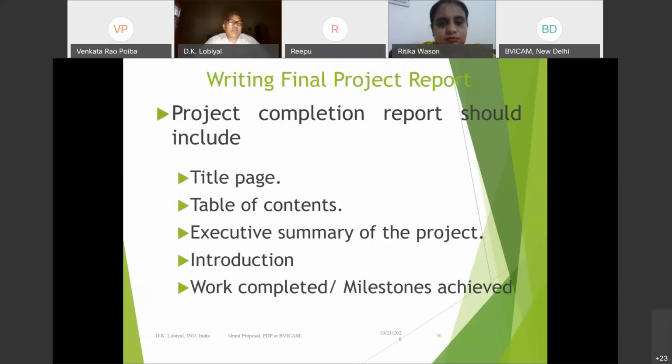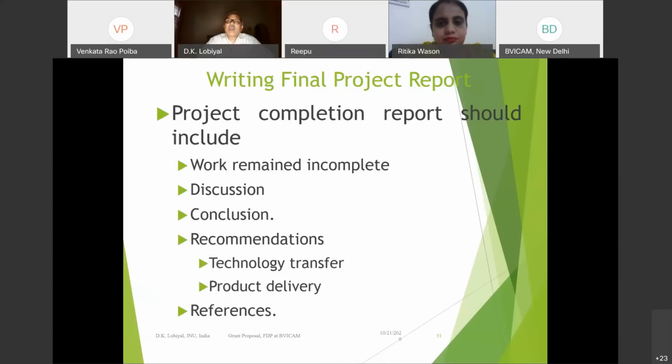And then, once you have completed the project, you have to write the final report. That will, of course, include the title page, the table of contents, and the executive summary. You have to write what you have done, the introduction of the project, the work completed, the milestones achieved, and then the work that remains incomplete, because maybe in every project you will not be able to meet all the targets and complete all the work. It may happen, but if you have completed, very good.